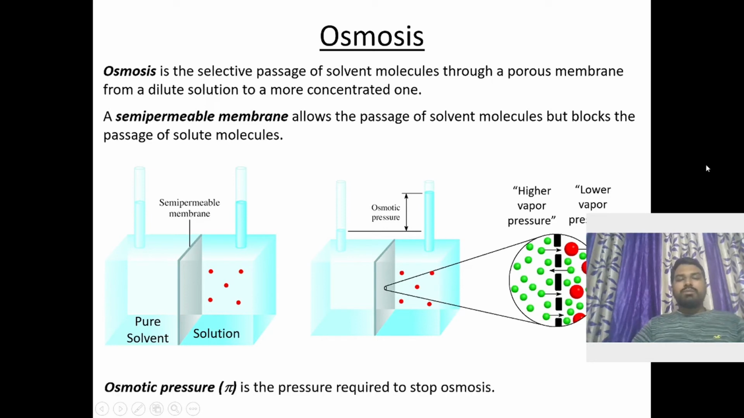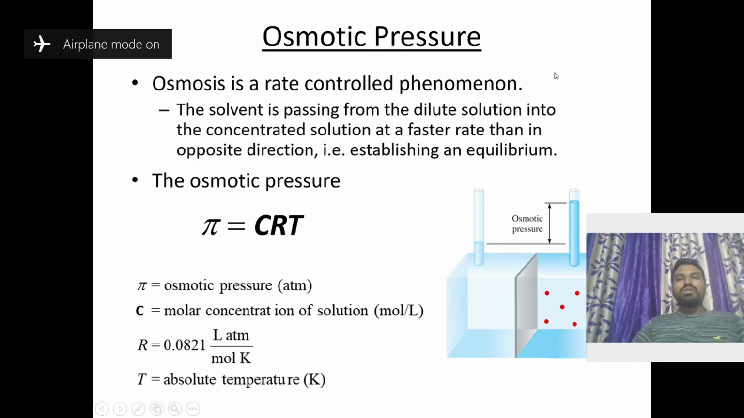Osmotic pressure pi is the pressure required to stop osmosis. What is osmotic pressure? Osmotic pressure is a rate controlled phenomenon. The solvent is passing from the dilute solution into the concentrated solution at a faster rate than in the opposite direction, until an equilibrium is established. The osmotic pressure is denoted by pi is equal to CRT, or it is also denoted by nRT, where pi is the osmotic pressure, C is the molar concentration of the solution, R is 0.0821 atmosphere litre per mole Kelvin, and T is the absolute temperature in K.